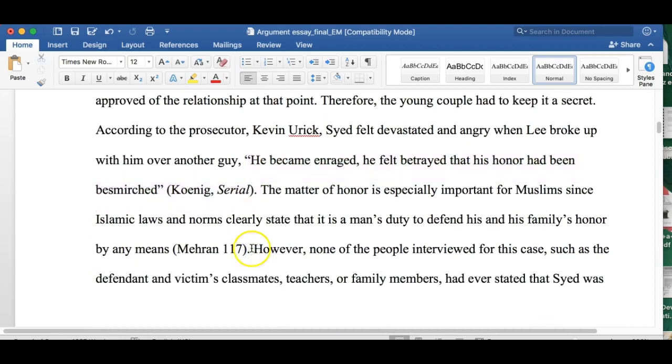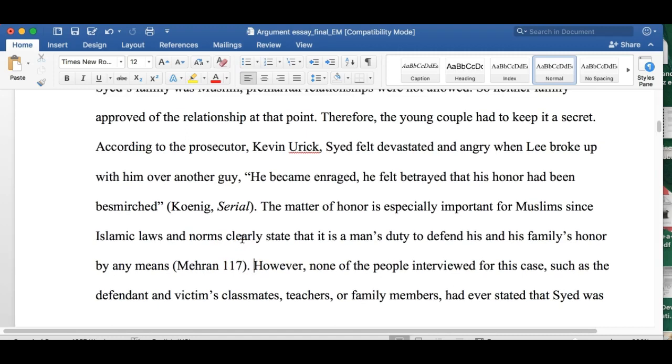Then when she gives the counter argument, she does a really good job of outlining what that counter argument is, not just saying, okay, this is the counter argument, now let me tell you why it's not a good argument. She actually outlines it. She did the due diligence, she did the research, she quoted Serial here, the actual podcast, right? This quote came from the podcast.